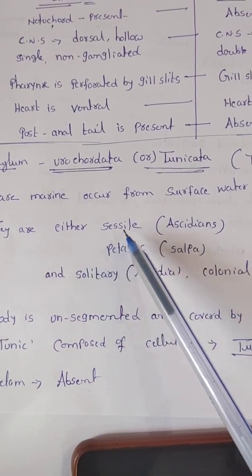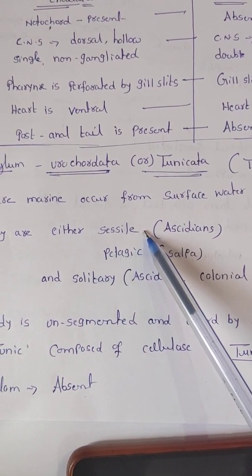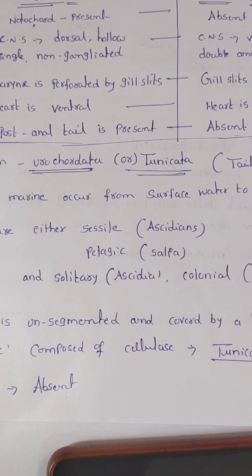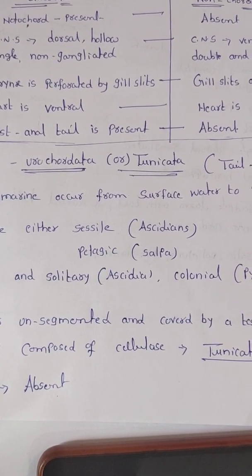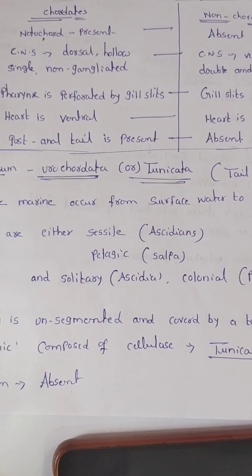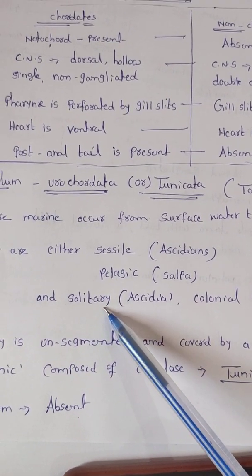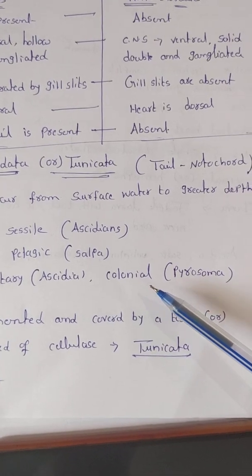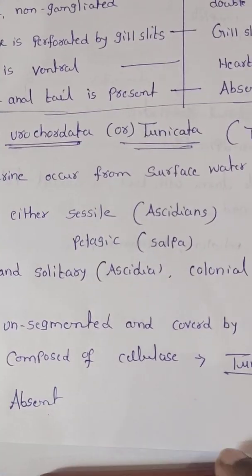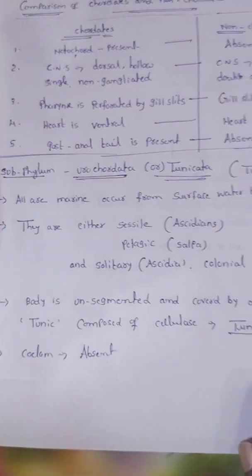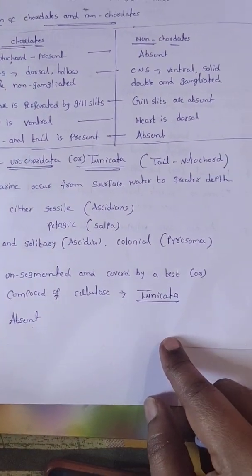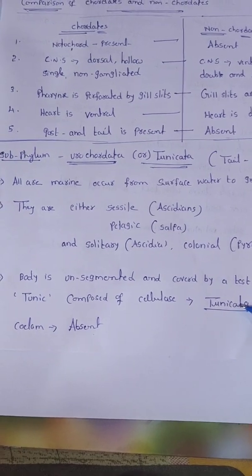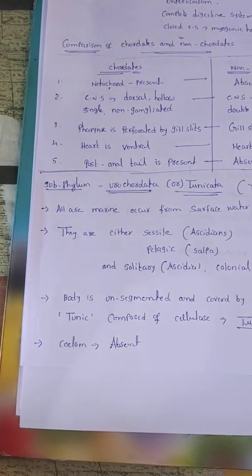Some organisms are sessile, they are not able to move, immobile. Some organisms are pelagic. What is meant by pelagic? Organisms which live in the open seas and water are called pelagic. Some live solitary, single, the best example being Ascidia, and some live in colonies, that is in groups, like Pyrosoma. Here the body is unsegmented and it is covered by a test or tunic. I already said it is composed of cellulose, that is why it is called Tunicata. And very important here, the coelom is absent.